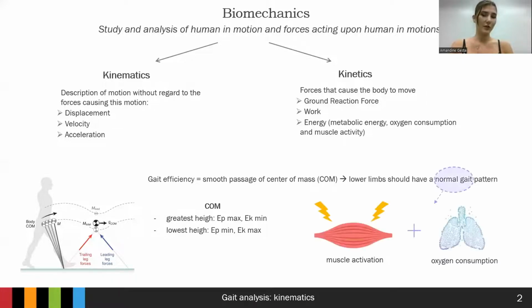And to have a normal gait pattern, you would need muscle activity and also oxygen consumption. So you can see here that kinematics and kinetics information are linked together to have a normal gait pattern.